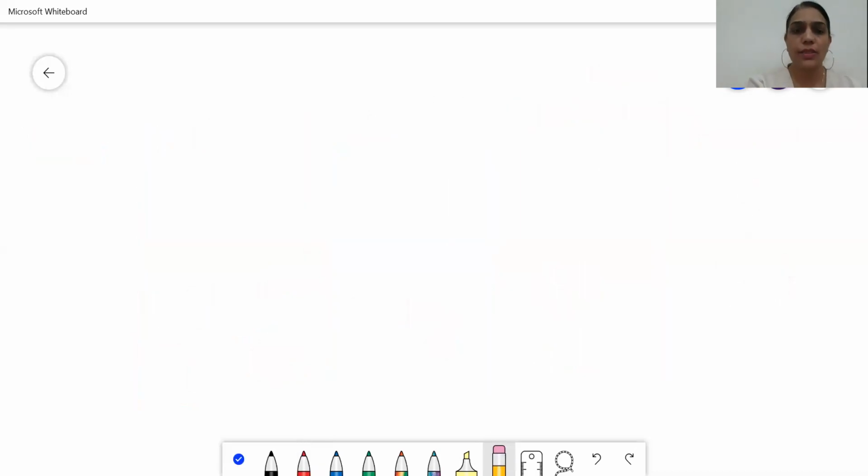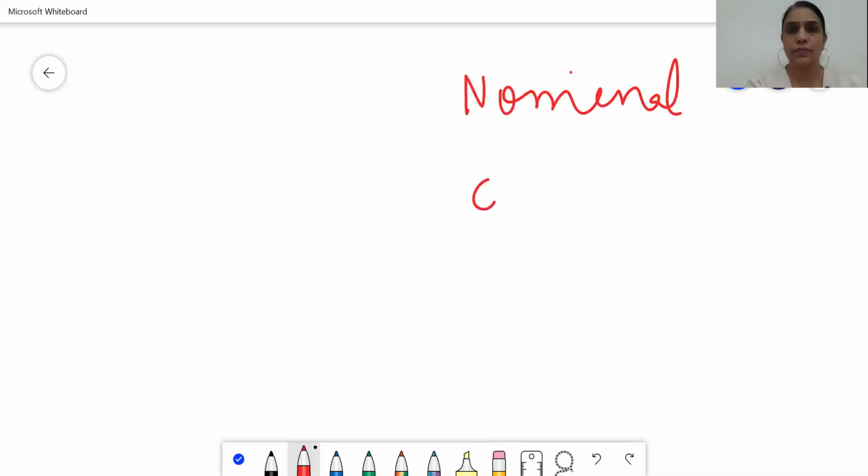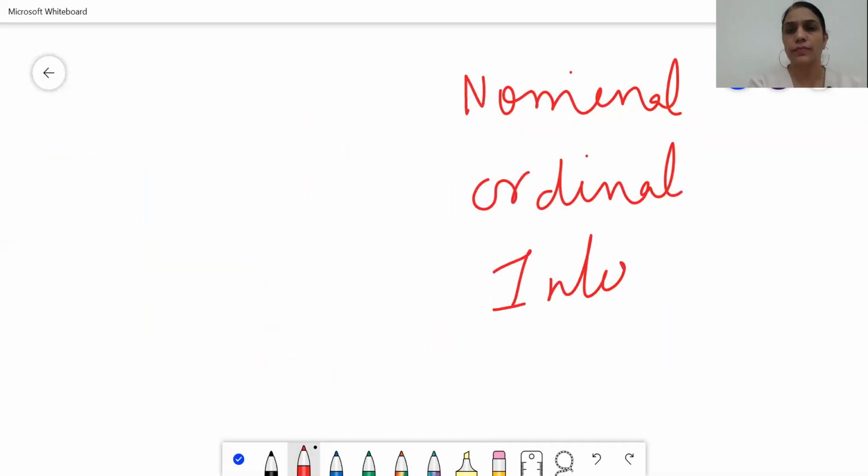There are four measurement scales in research, and they are nominal, ordinal, interval, and ratio.